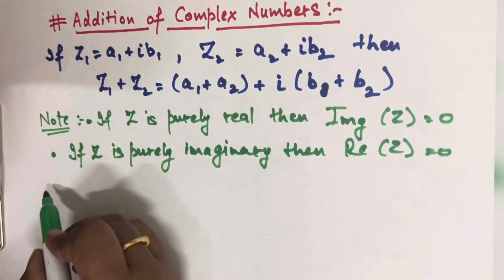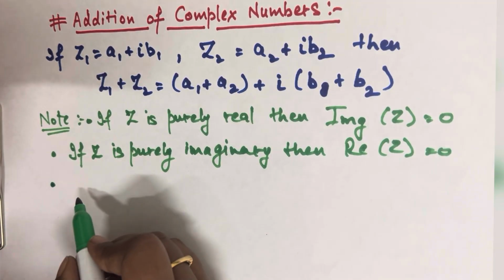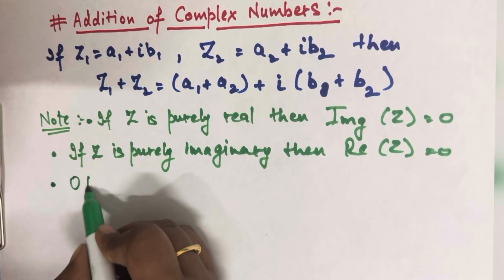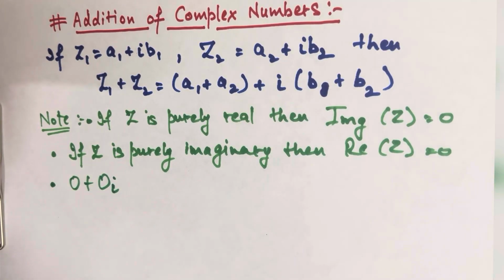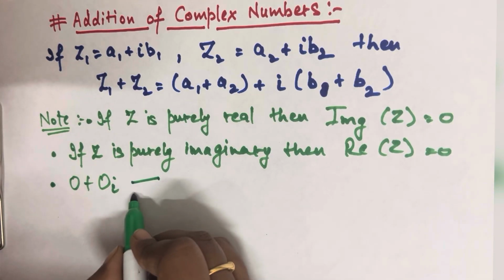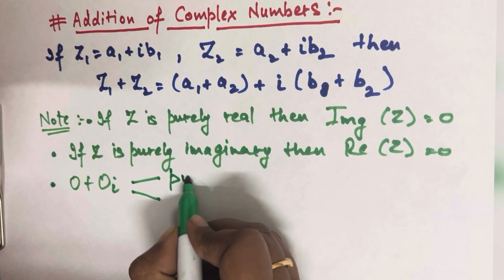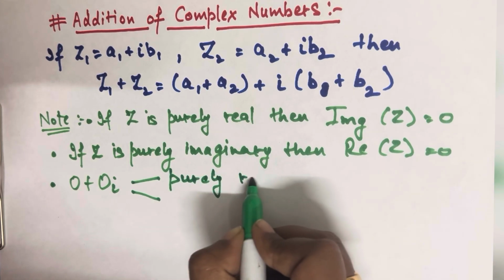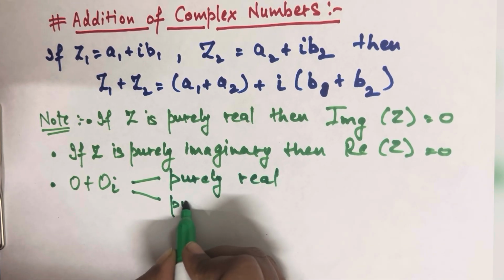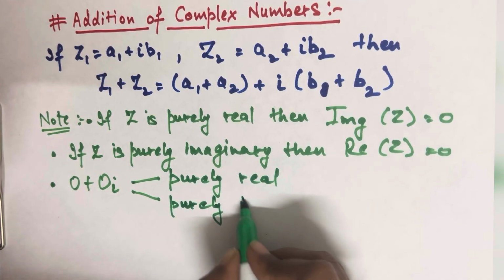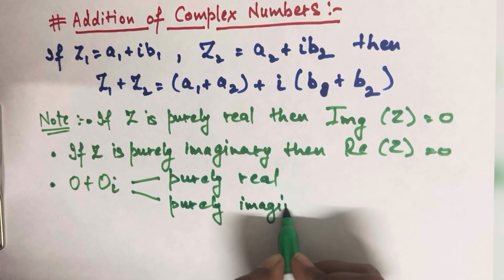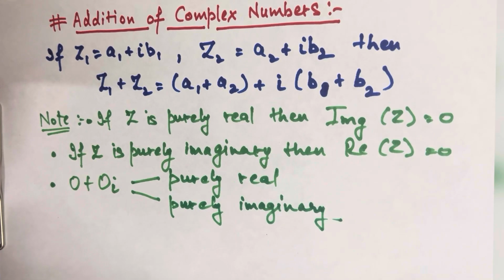There is one more point. If we have 0 plus 0 iota, then what will we call it? Purely real or purely imaginary? It is both purely real and purely imaginary, right? Both the statements are true.